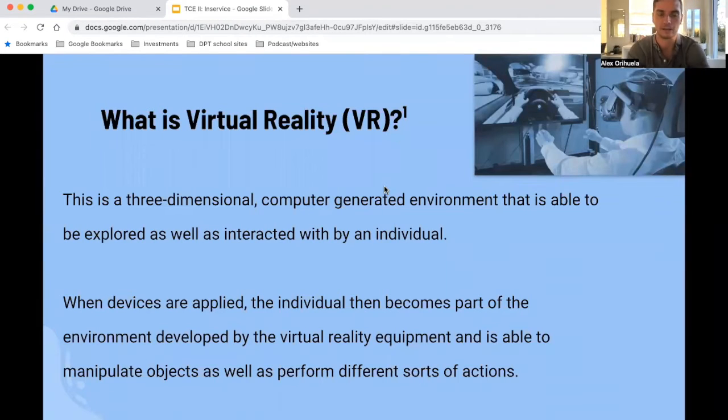So what is virtual reality? Well, virtual reality is a three-dimensional computer-generated environment where the person participating places goggle-like equipment on their head, and it encompasses their whole vision, and they're in a new reality. This reality is all computer-generated. This device becomes part of the environment developed by the virtual reality equipment and is able to manipulate objects as well as perform different sorts of actions. An example is you can be climbing up a mountain in a scenery, or you could be playing sports. Wherever you are, if you're indoor, outdoor, the new reality is whatever the goggles are portraying.